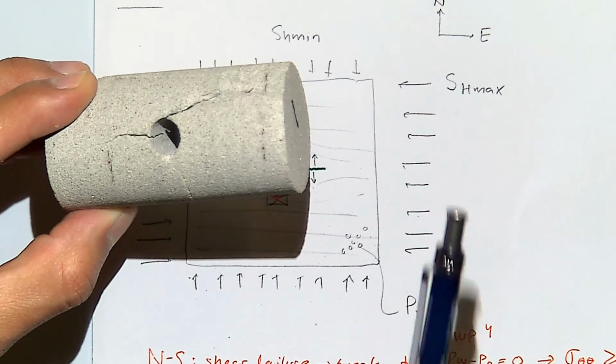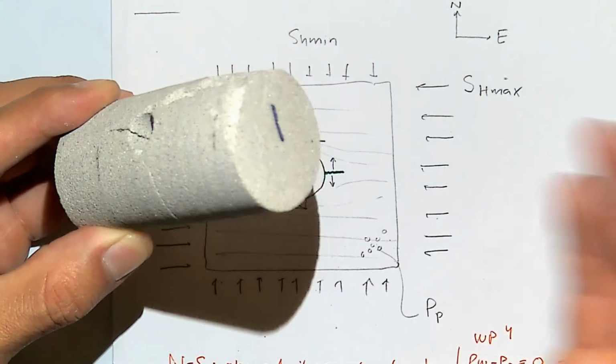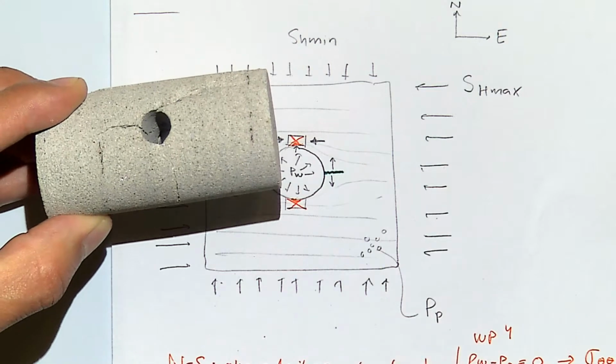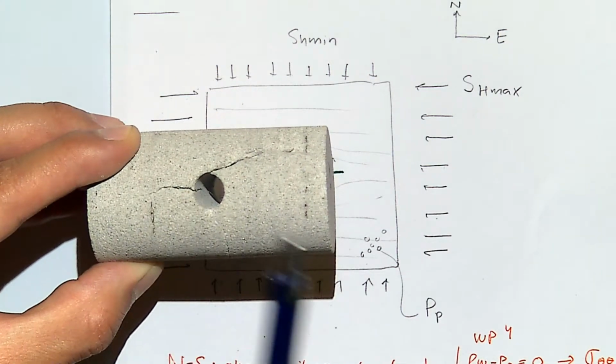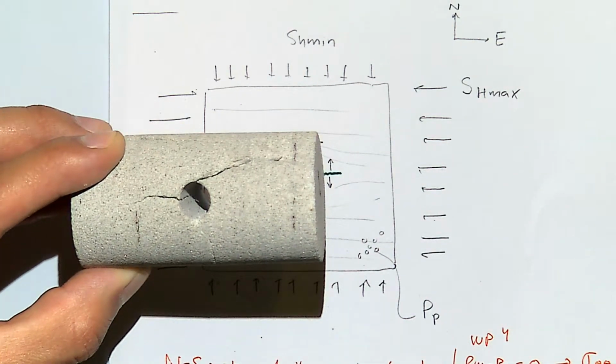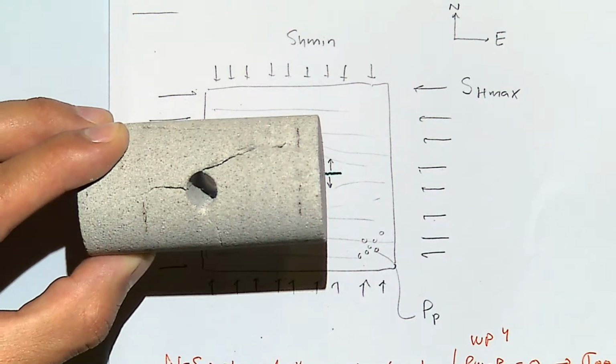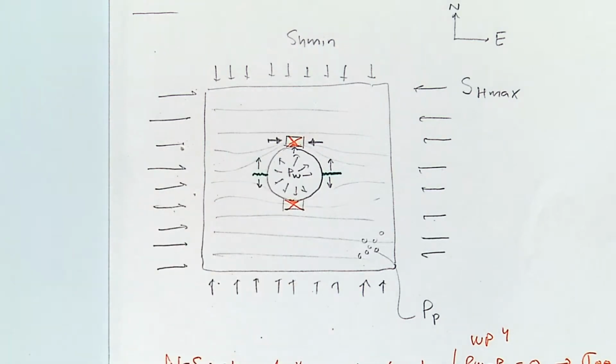For this particular sample, it's cylindrical, and it does not comply with what we're analyzing here, that it should be infinitely long in this direction. So if I had something prismatic, probably I would see this fracture going all the way through the entire wellbore.